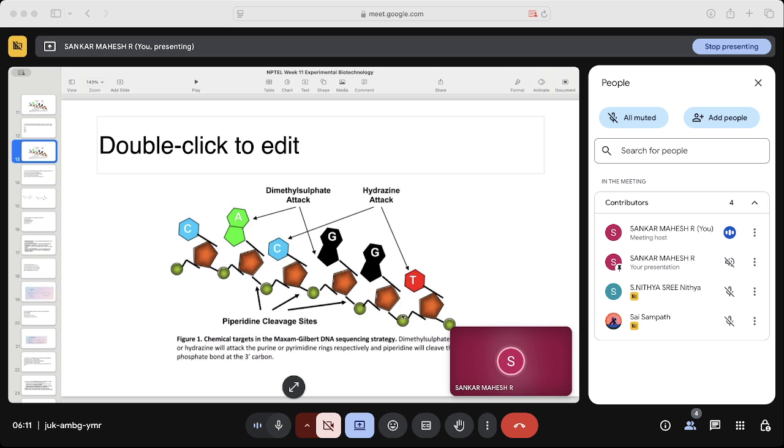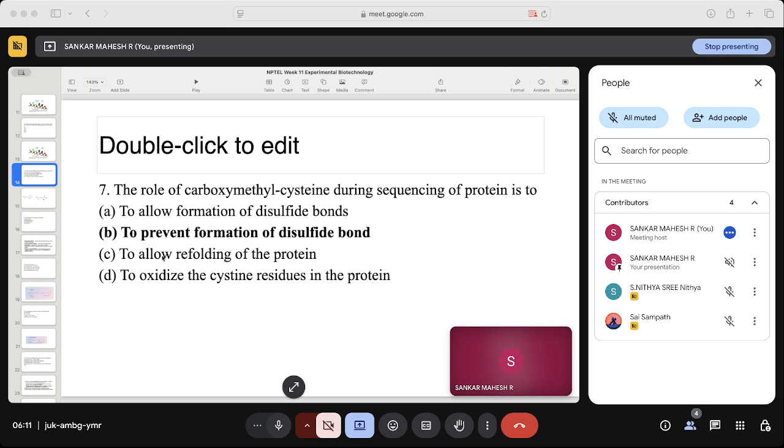This is again a depiction of how this happens. Okay. The next question is the role of carboxymethylcysteine during sequencing of protein is to dash, and four options are given here: to allow formation of disulfide bonds, to prevent formation of disulfide bond, to allow refolding of protein, to oxidize the cysteine residues in the protein. Okay. So you can take a couple of minutes and think about what cysteine is and what role cysteine plays. Based on that, we'll take it from there.